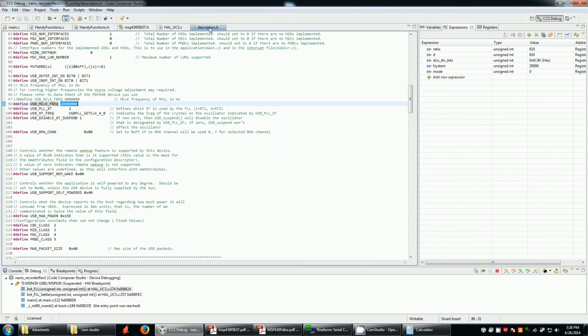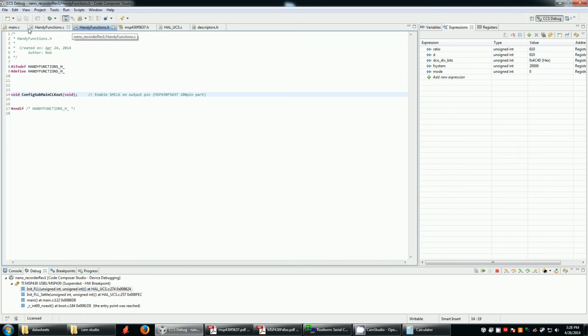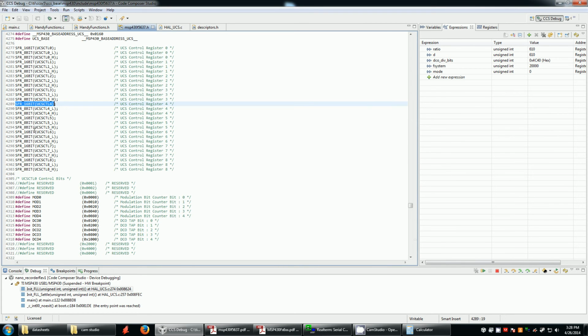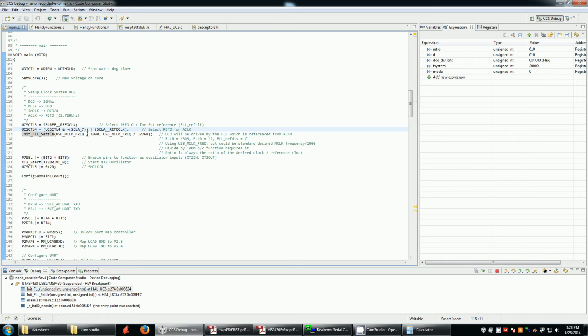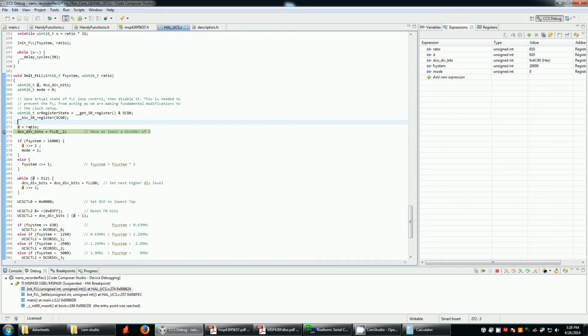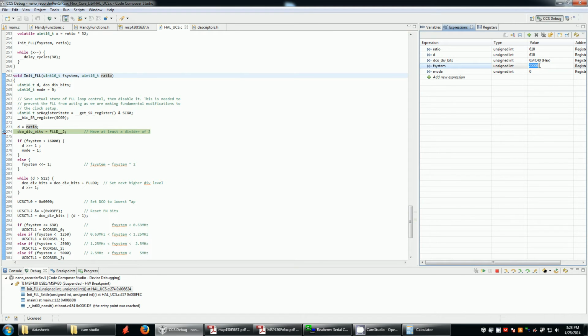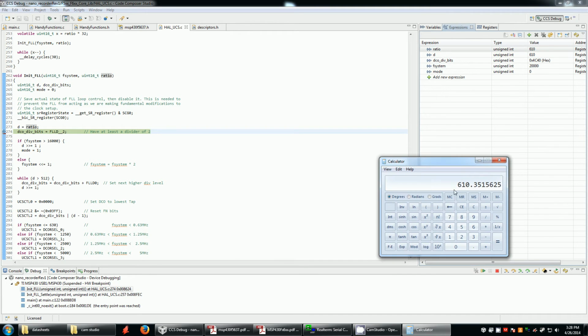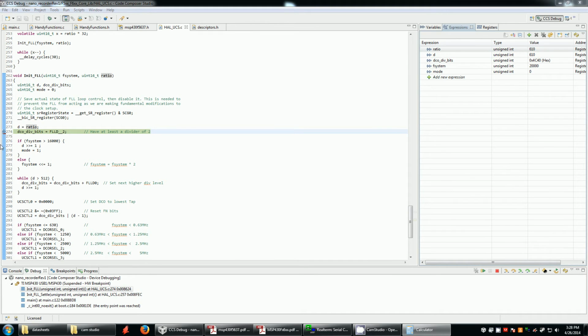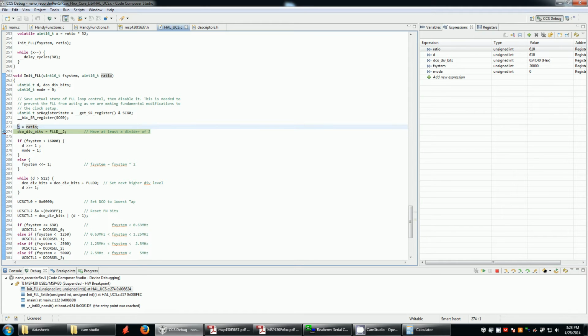So now we go in here. Where is it? I think it's in the HAL. Yeah. Okay, so now we're in here. We've passed our two values, F system which here, see 20 million divided by 1,000, so that's 20,000, and then 610, which matches our 610 ratio that we calculated with the calculator. So now D is 610.